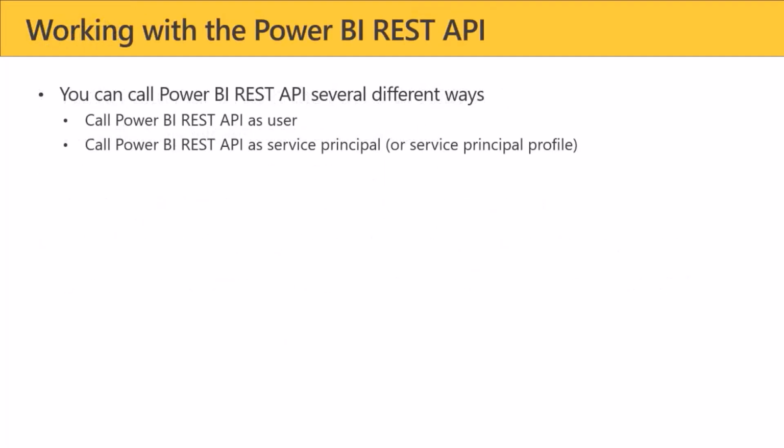So let's start with the basics. I want to write some code that's going to call the Power BI REST API and complete some operation. When I call the Power BI REST API, I can configure things to make that call as a user, or I can make that call as a service principal. Technically, you could also make the call as a service principal profile, but service principal and service principal profile work the same way. So I'm not going to complicate it by adding service principal profile, but as we go through, you can assume that if I say this works for a service principal, it will also work for a service principal profile when calling the Power BI REST API.